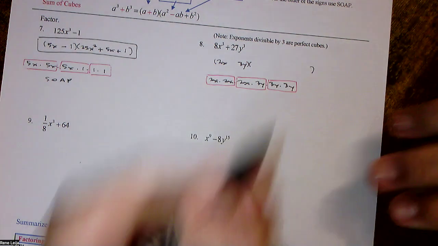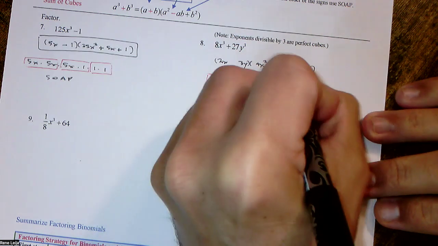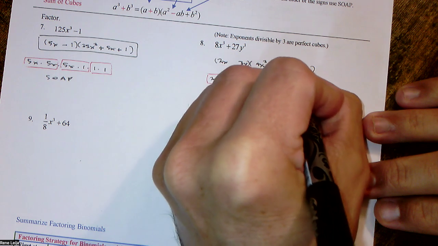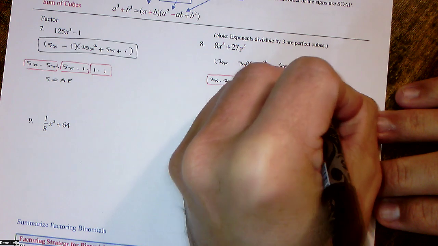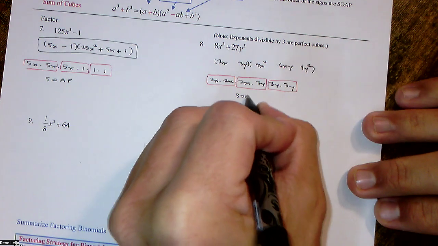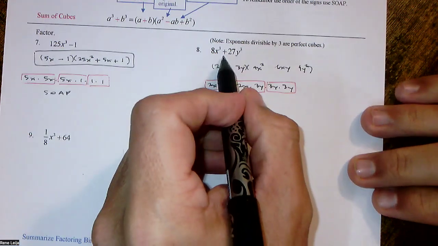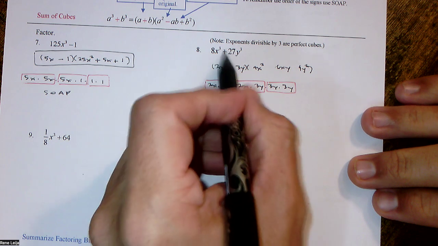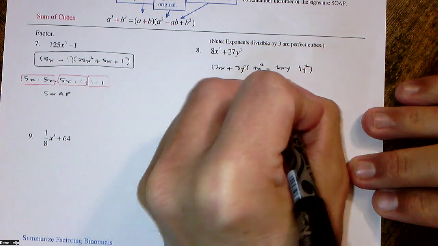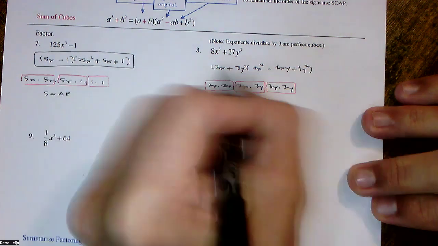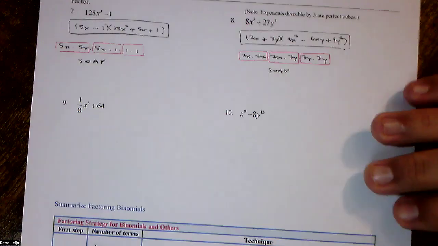So 2x times 2x, that's a 4x squared. 2x times 3y, that's a 6xy. 3y times 3y is a 9y squared. And then we use SOAP. Same as your sum of cubes. So plus, so same, opposite, always positive. So that beats having to remember the formula.